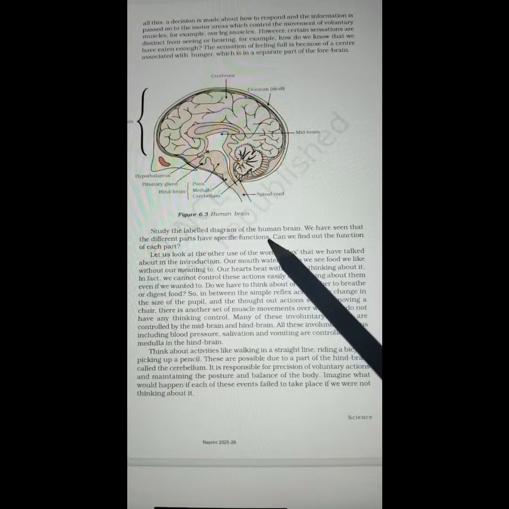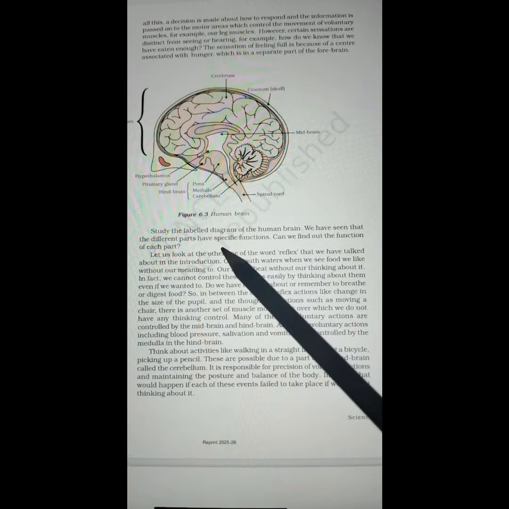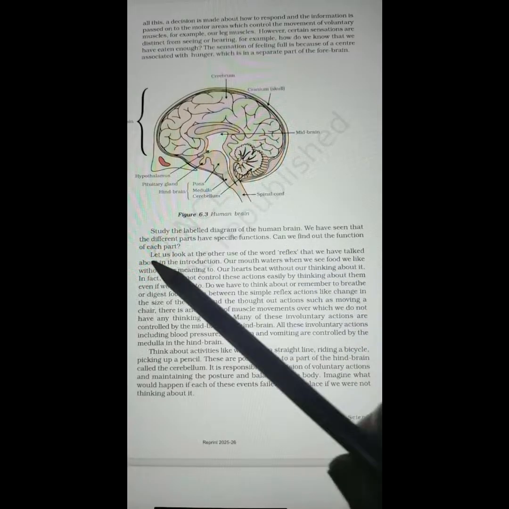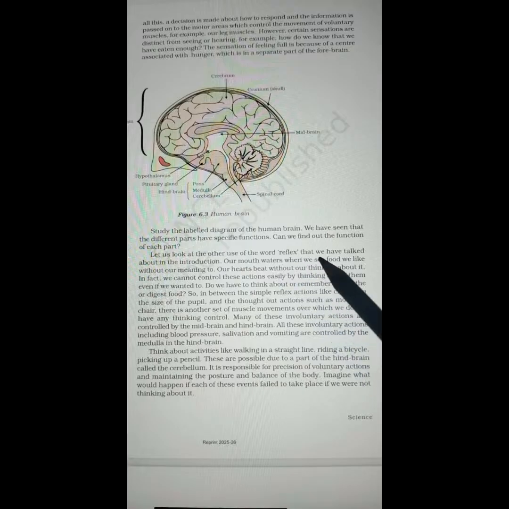Study the label diagram of a human brain. We have seen that different parts have different or specific functions. Can we find out the function of each part? Let us look at the other use of the word reflex as we have talked about in the introduction.